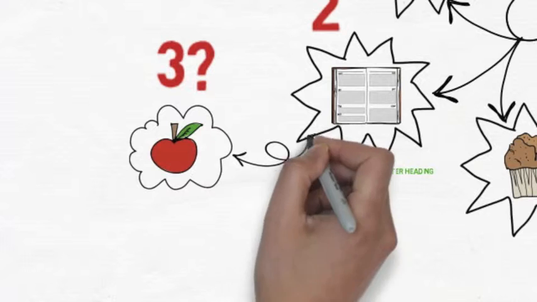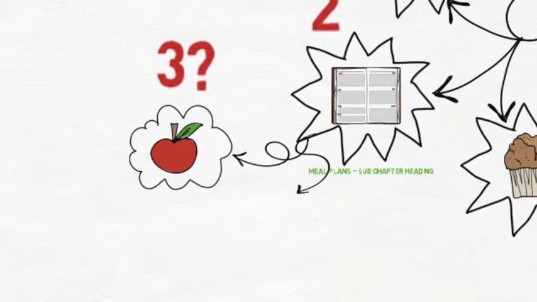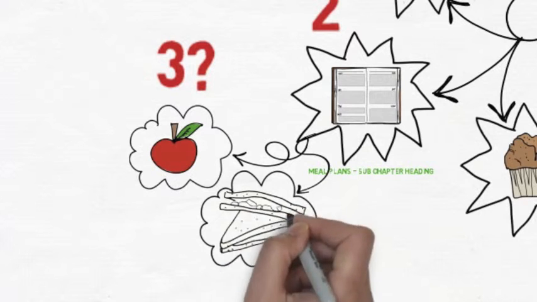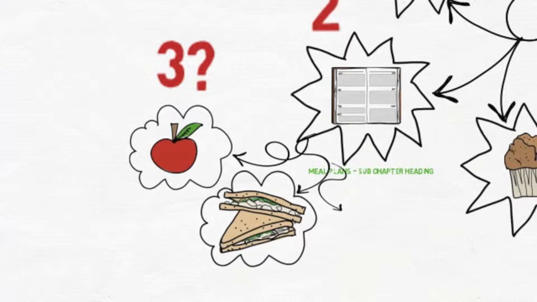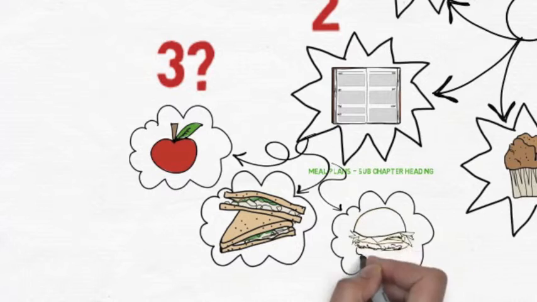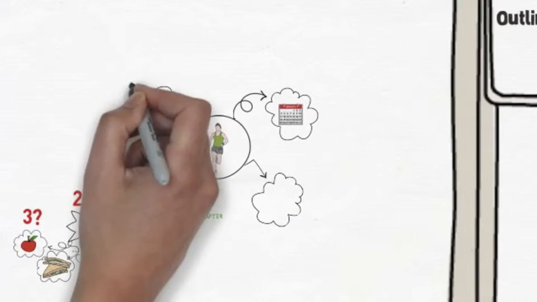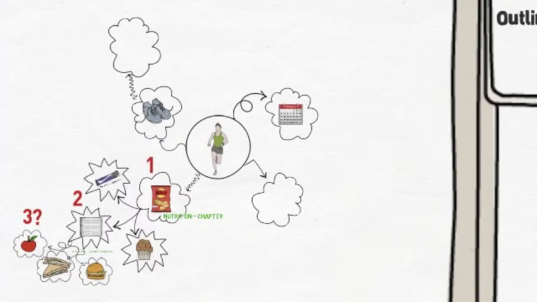And then the third one, so from meal plans, I might have talked about breakfast, lunch, and dinner. So breakfast would be one of my reminders of what I want to talk about. And that would be the content for that chapter, and the whole map would be the content for my book.